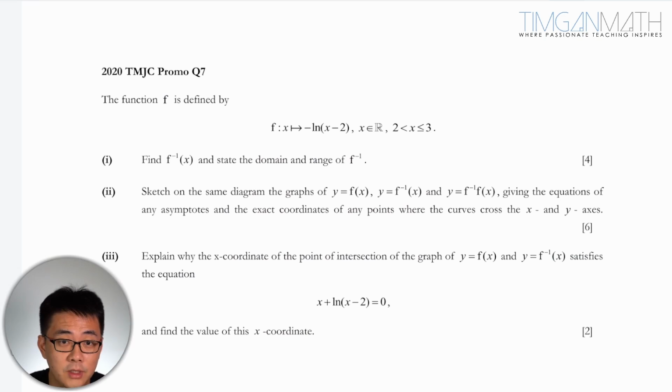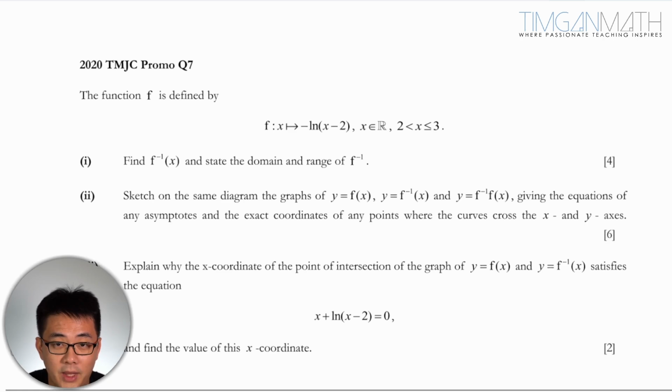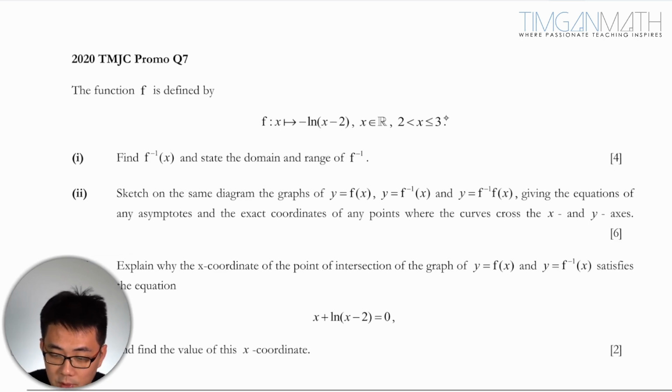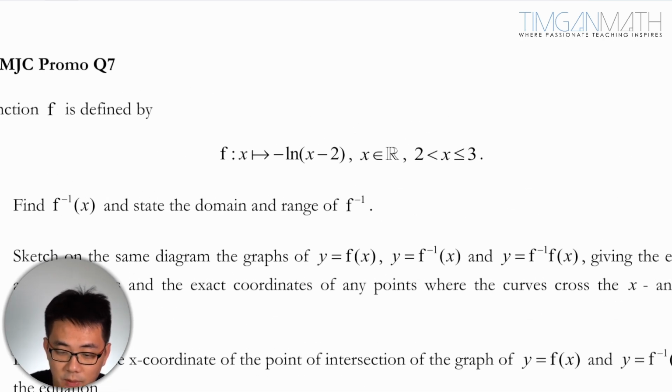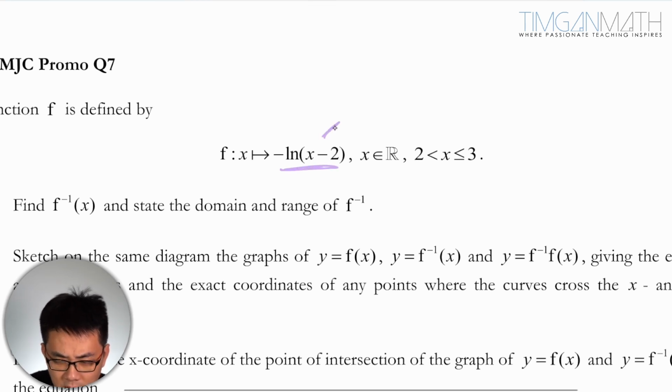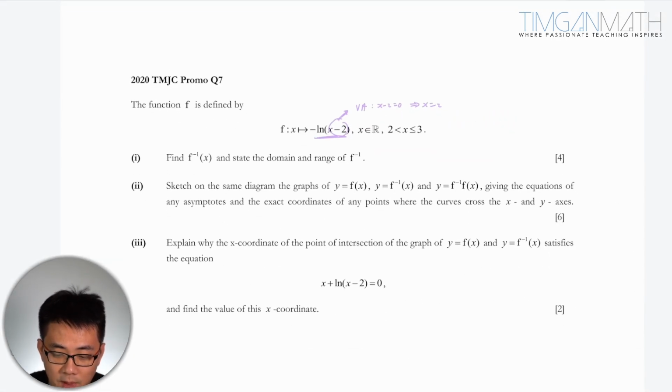Hi students, let's look at this question on functions, taken from 2020 TMJC promo question 7. The function f is defined by f(x) = -ln(x - 2), where x is between 2 and 3. I think the best way to do functions is to understand the graph first. The first thing to know is that there's a vertical asymptote where x - 2 equals 0 for a logarithmic curve, so x equals 2. Okay, that's pretty okay. So find f inverse and state the domain and range of f inverse.